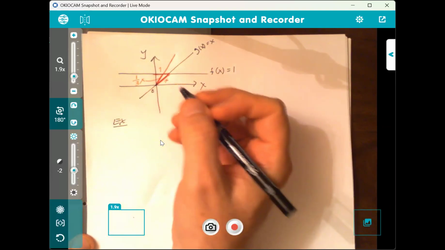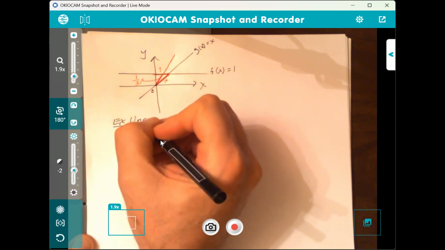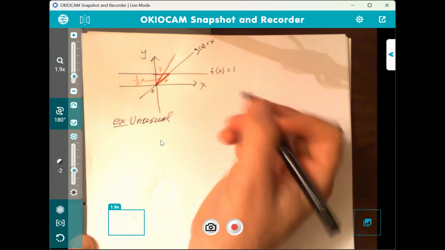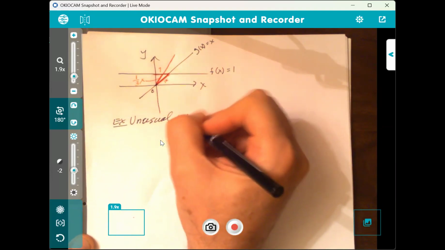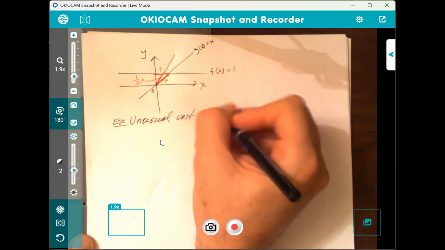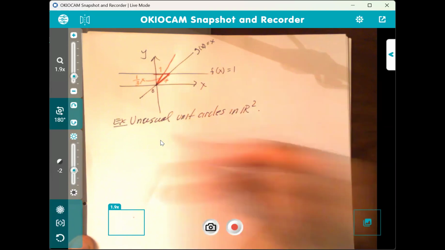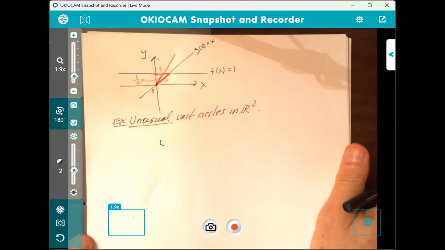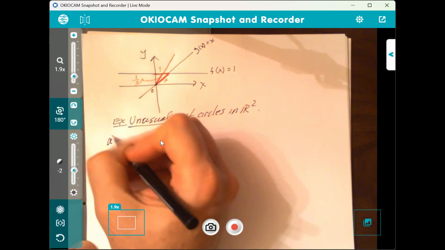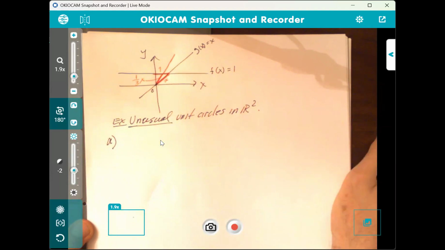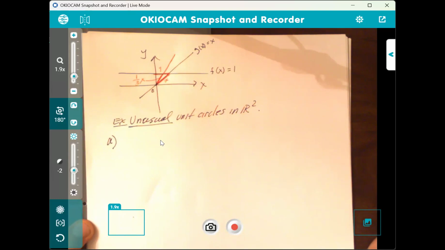In fact, if you want, I can write it like that. We're looking at an unusual, in a literal sense, unusual unit circle in R2. Let's see what's unusual about these unit circles. First, let's take a look at the Euclidean inner product. Now, the Euclidean, there's nothing unusual about it. It's what everybody does every day. That's what you've done all your math lives, and myself included.